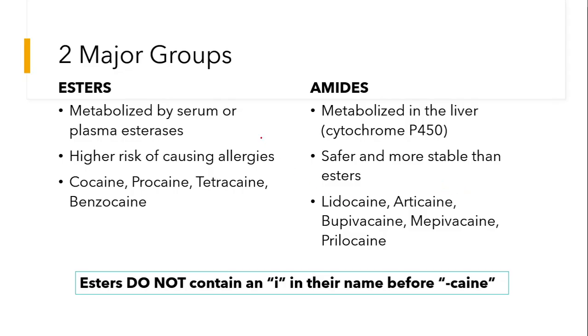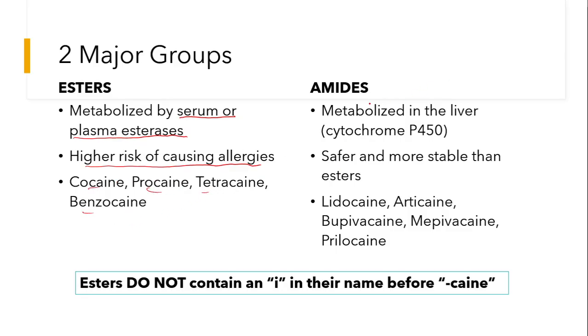Now, we said that for anesthetics, you have two major groups. You have your esters and your amides. And this is determined by the second component discussed earlier. Now, what's the basic difference between esters and amides? Esters are metabolized by serum or plasma esterases. Okay, so that's where your esters are metabolized. They pose a higher risk of causing allergies. That's why you would encounter people with allergies to your local anesthetics. It's basically they're allergic to esters. Examples of esters are your cocaine, your procaine, your tetracaine, and your benzocaine.